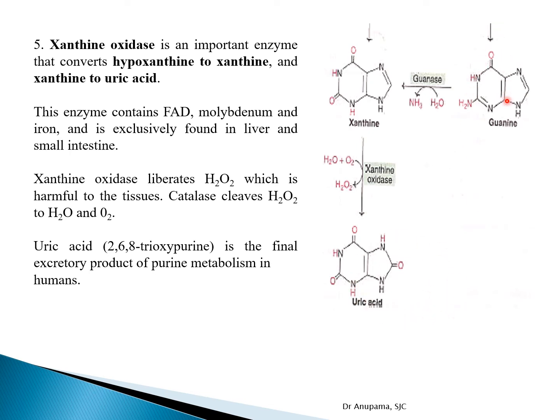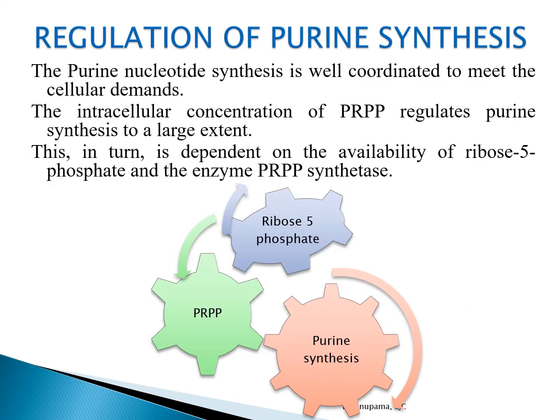And you can see even this guanine, by the action of guanase, is converted to xanthine. Then xanthine by xanthine oxidase is converted to uric acid. Finally, we have uric acid as the end product of purine metabolism. Now let us see the regulation of purine synthesis.